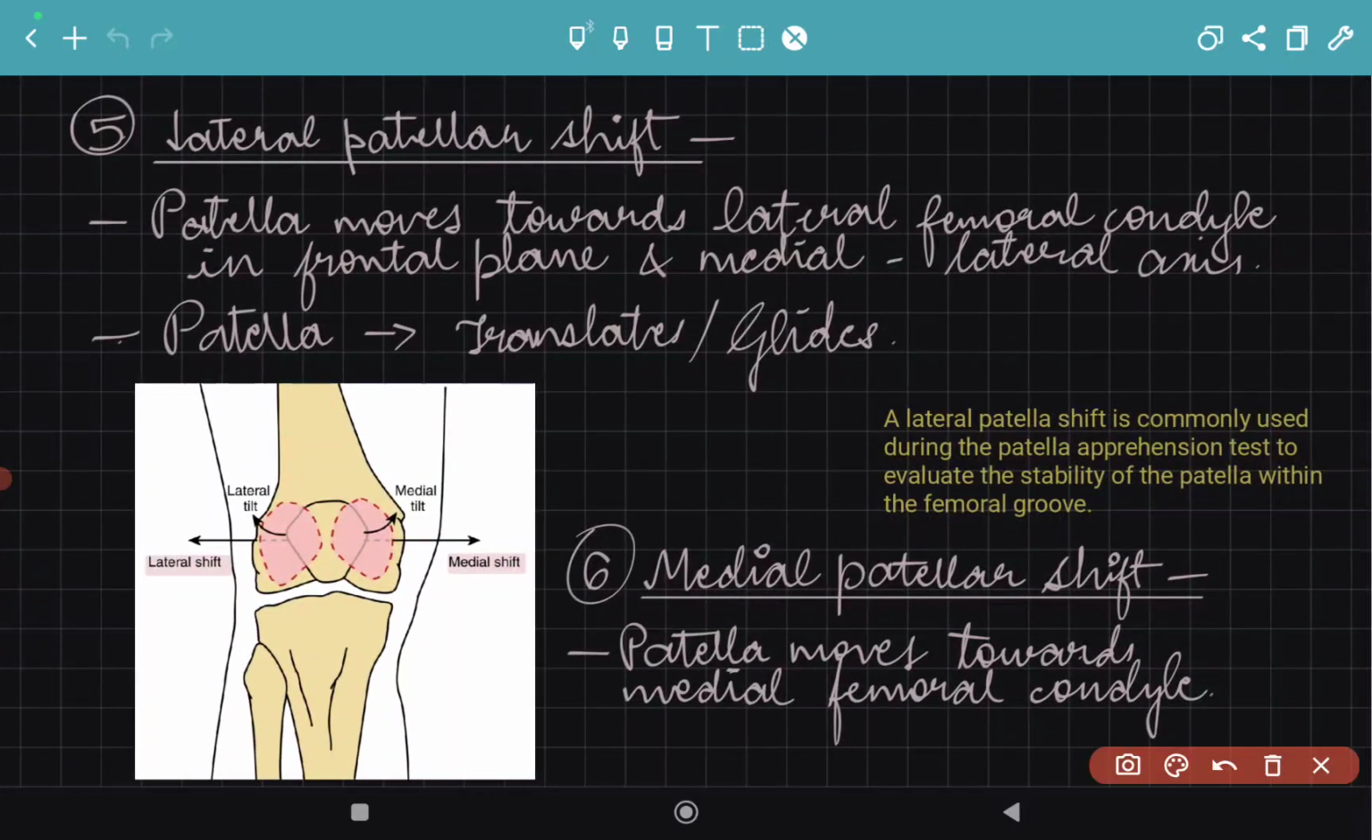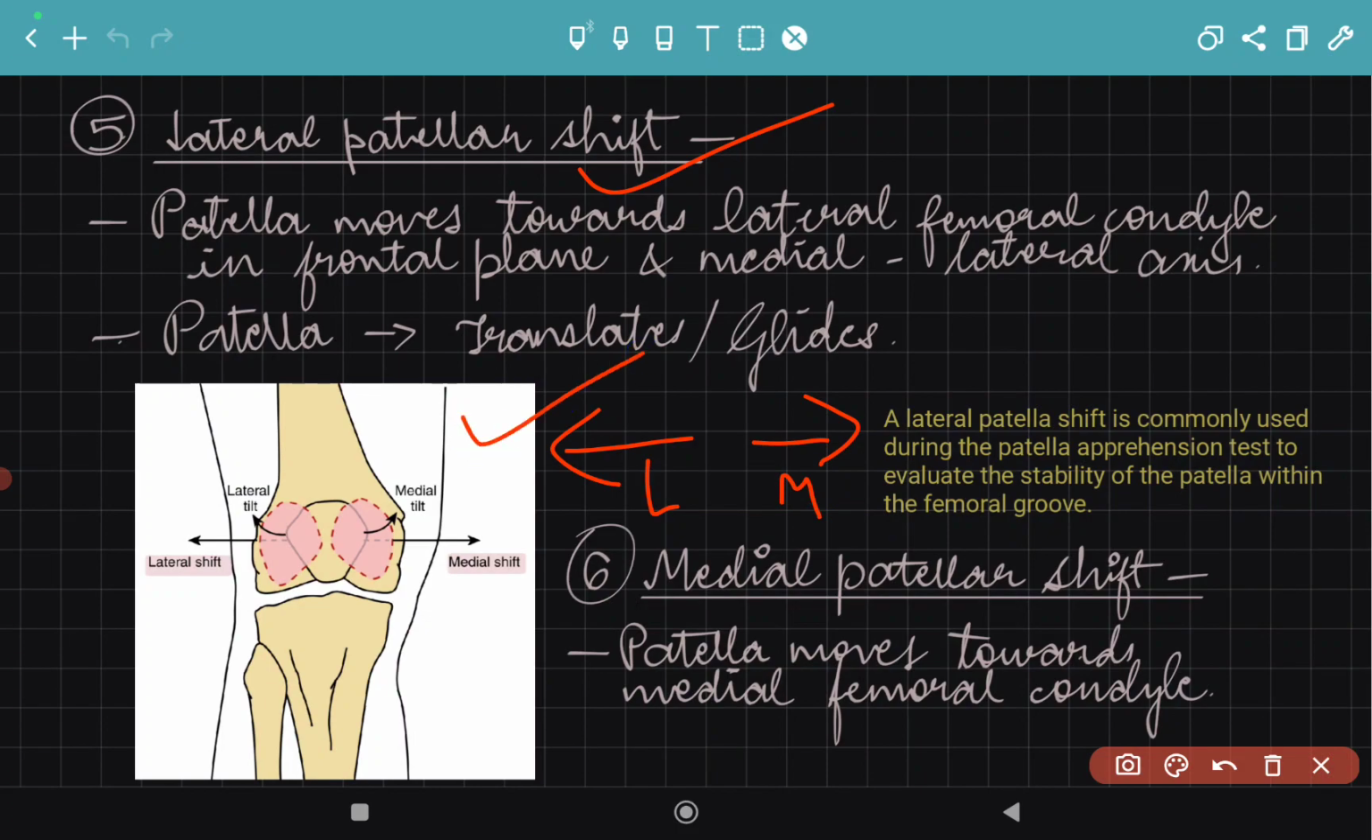Now coming to shift of patella. During knee flexion extension, along with the superior and inferior gliding of patella, there is shift of patella along with it. We'll see that later on. But now, isolating the movements, we are continuing with lateral patellar shift. So what is this shift? Shift is basically just a translation, this way or this way, laterally or medially.